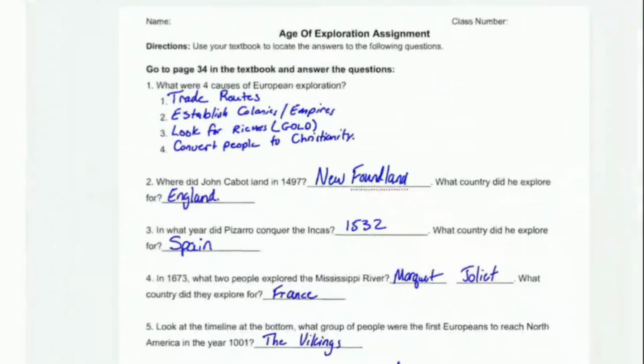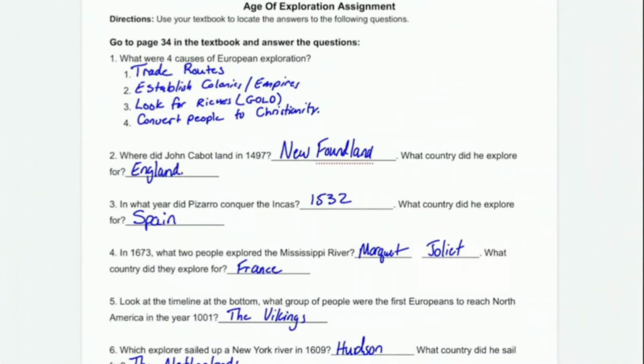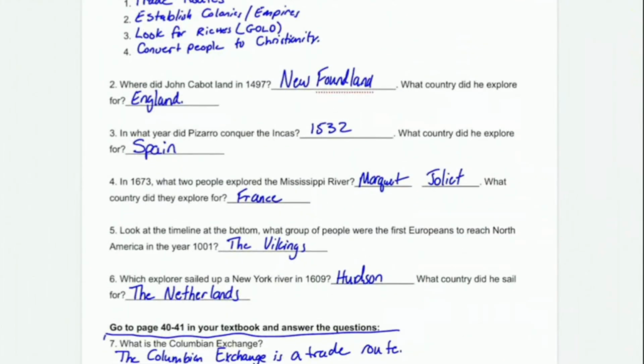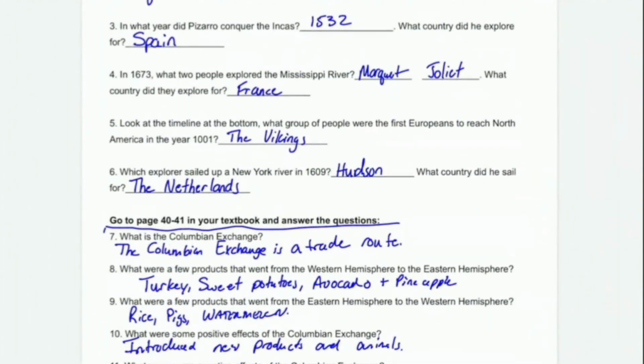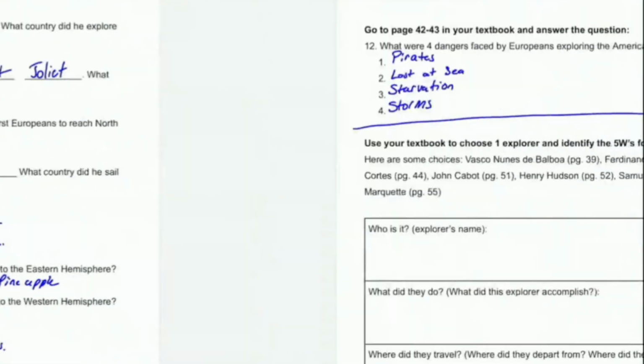You then took a look at a bunch of different explorers and where they explored, people like John Cabot, Pizarro, Marquette and Joliet. We learned about how the Vikings were actually the first people to discover the Americas in the year 1001. We talked about Henry Hudson, and then we looked at the Columbian Exchange. Next week, we're going to finish this up on Monday.